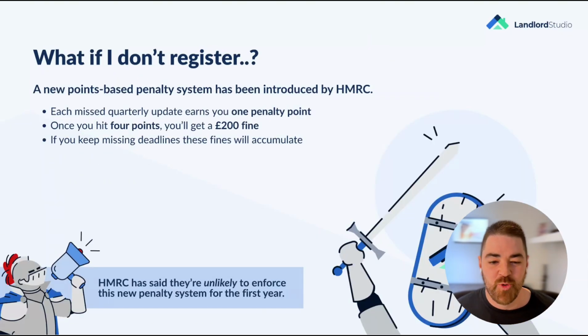So all this might sound pretty overwhelming. So what happens if you do get it wrong, and what would happen if you didn't register for MTD? Well, first of all, HMRC has introduced a new points-based penalty system. So each missed quarterly update earns you 1 penalty point. And once you hit 4 points, you'll get a £200 fine. And if you keep missing deadlines, intentionally or not, those fines will stack up.